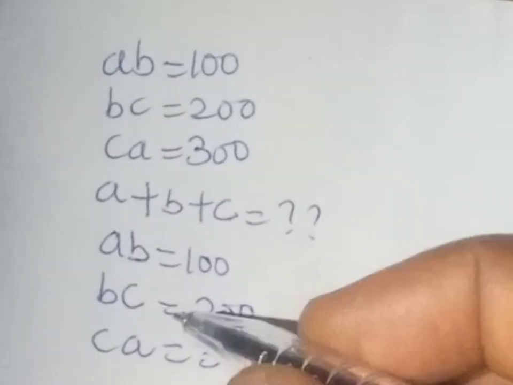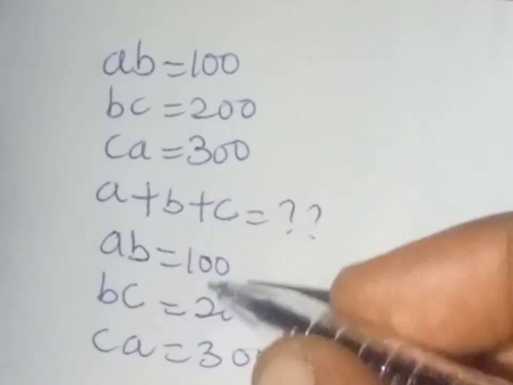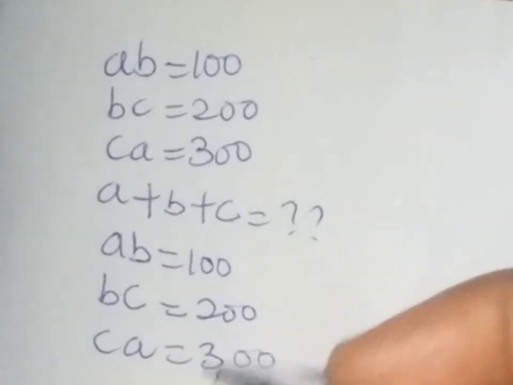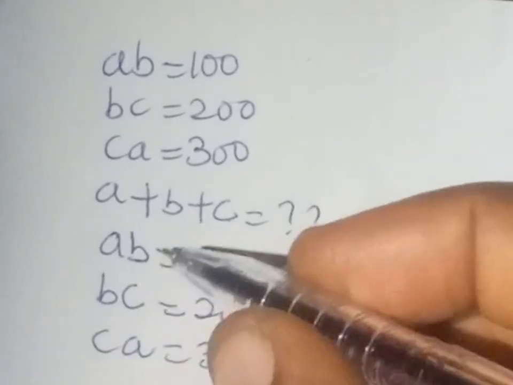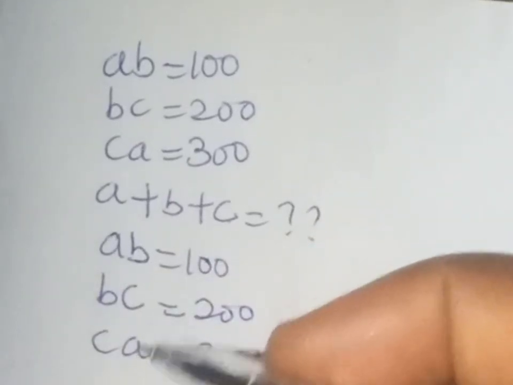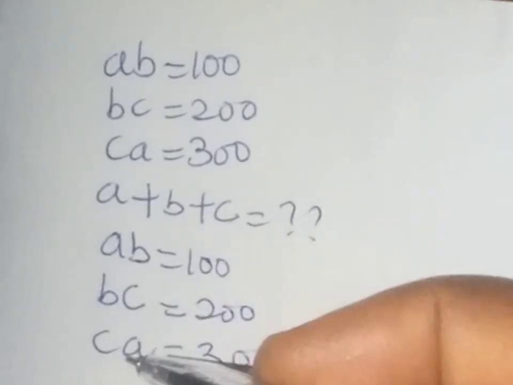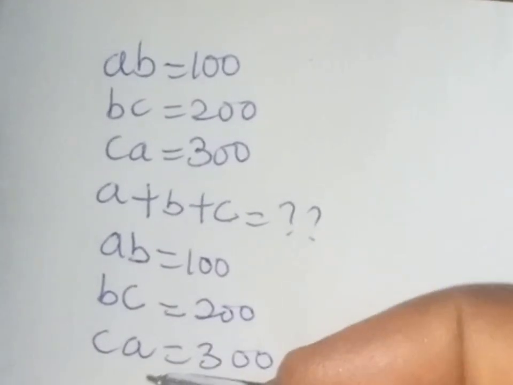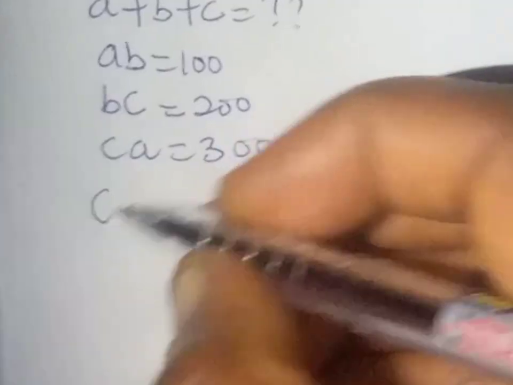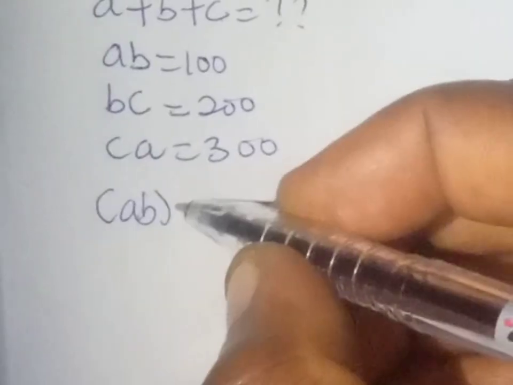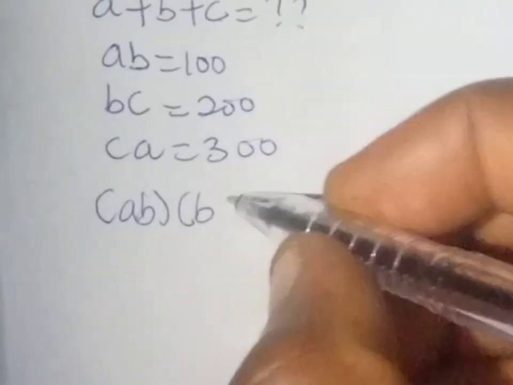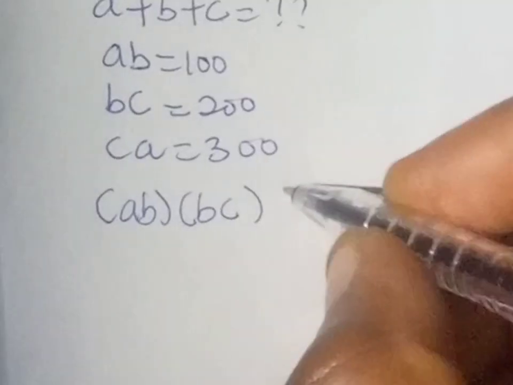The first thing is, let's multiply the three equations together, starting from the left side. On the left side, we have AB, BC, and CA. So let's multiply them together, which will give us AB multiplied by BC multiplied by CA.